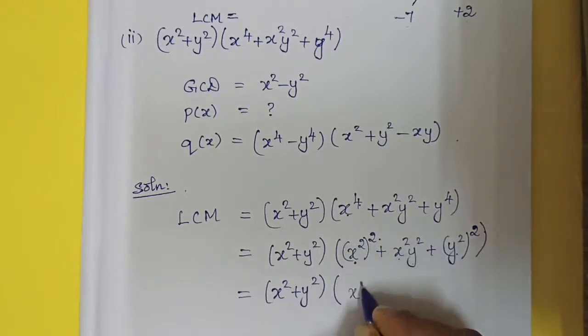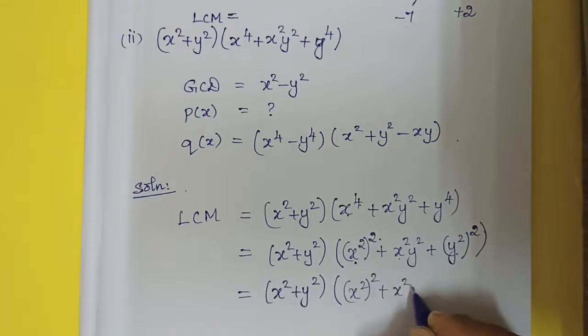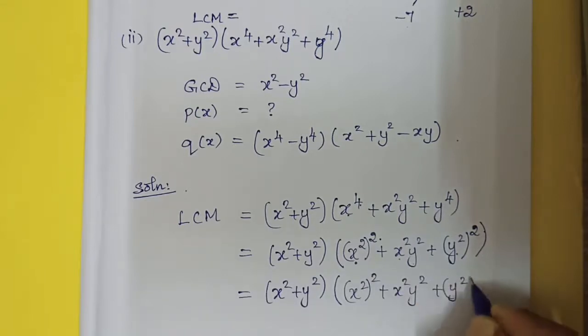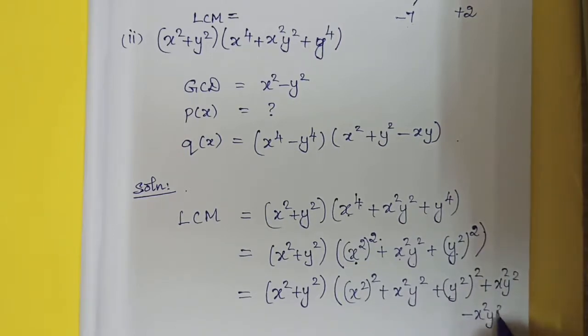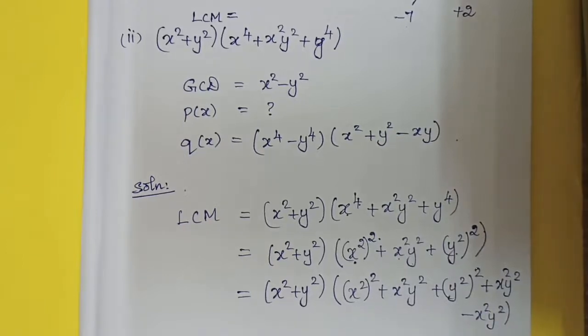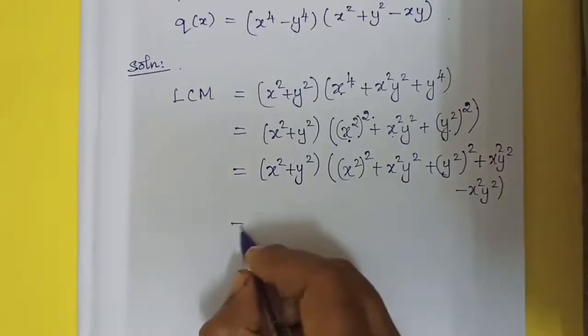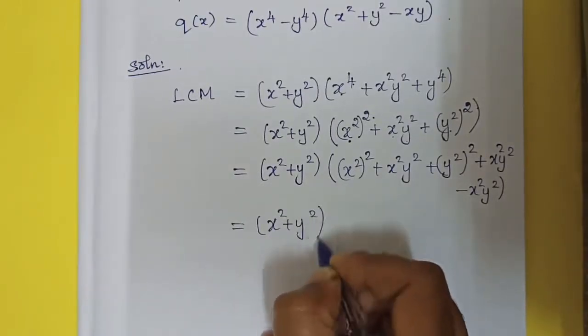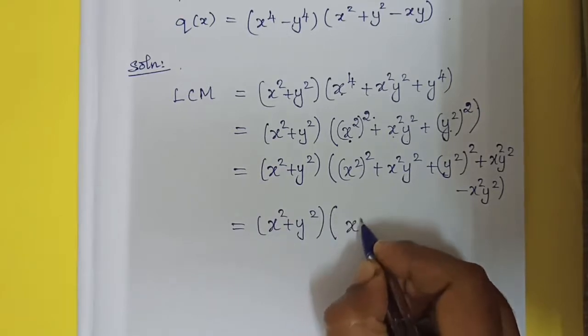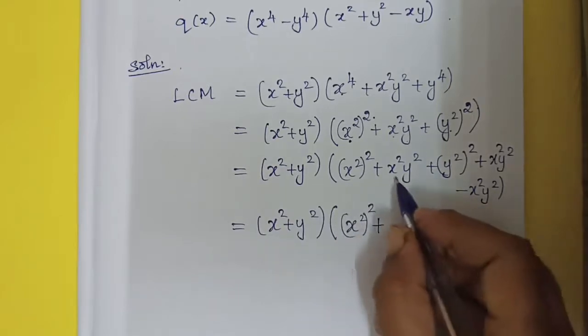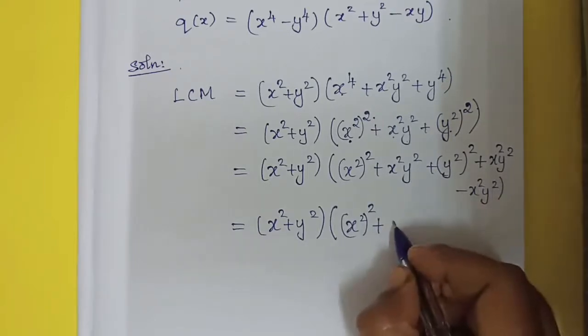So listen, x square the whole square plus x square y square plus y square the whole square plus x square y square minus x square y square. So the value doesn't change. The same way we need 1 x square y square. So we will get which formula? A plus b the whole square. For that arrangement only we are adding one term and subtracting one term. So listen, x square plus y square into, now rearranging, x square the whole square plus x square y square plus x square y square.